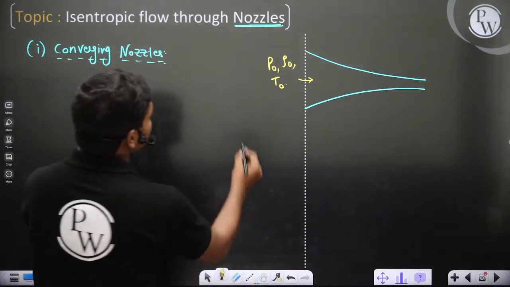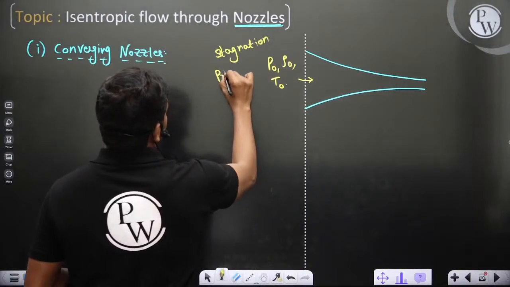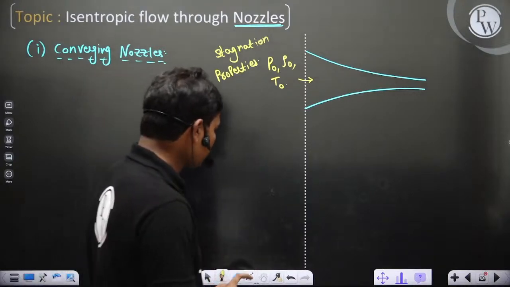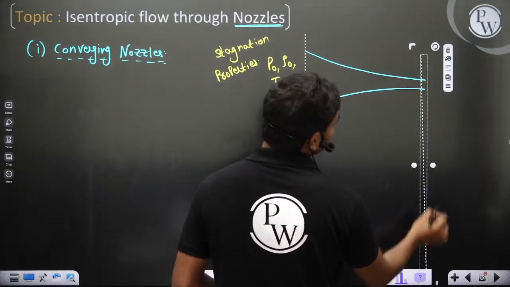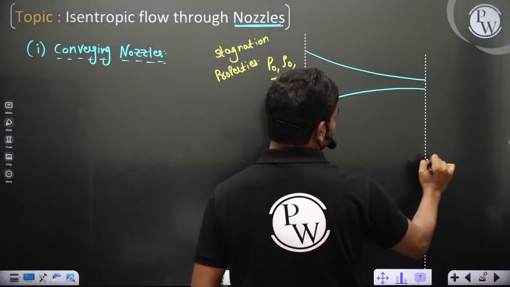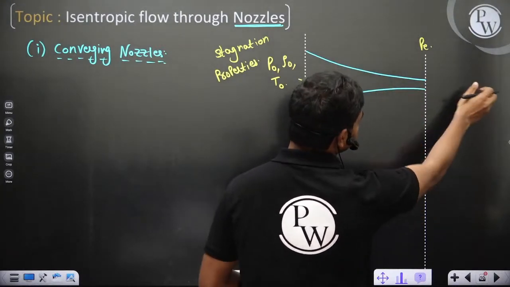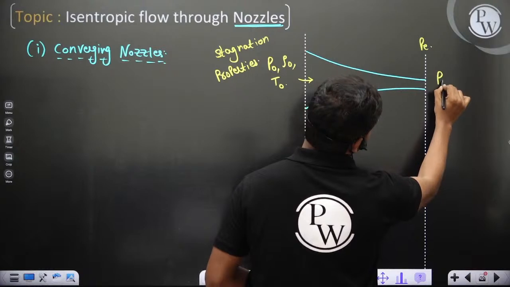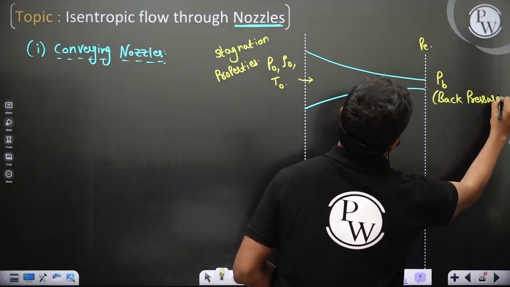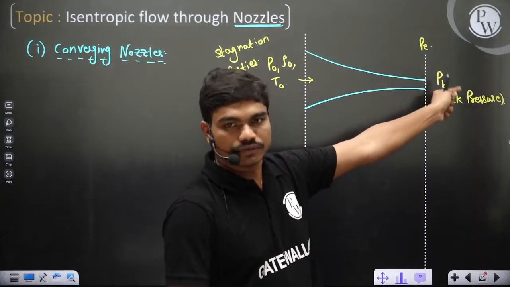So see here, these are stagnation properties. Now let's say I start doing my experimentation. This is your exit pressure, the pressure at the exit of the nozzle, PE. And let's say this is discharging into some tank, so at this point the pressure is PB, which we call back pressure. We'll see there is some small difference between this PE and PB, which we will analyze now.